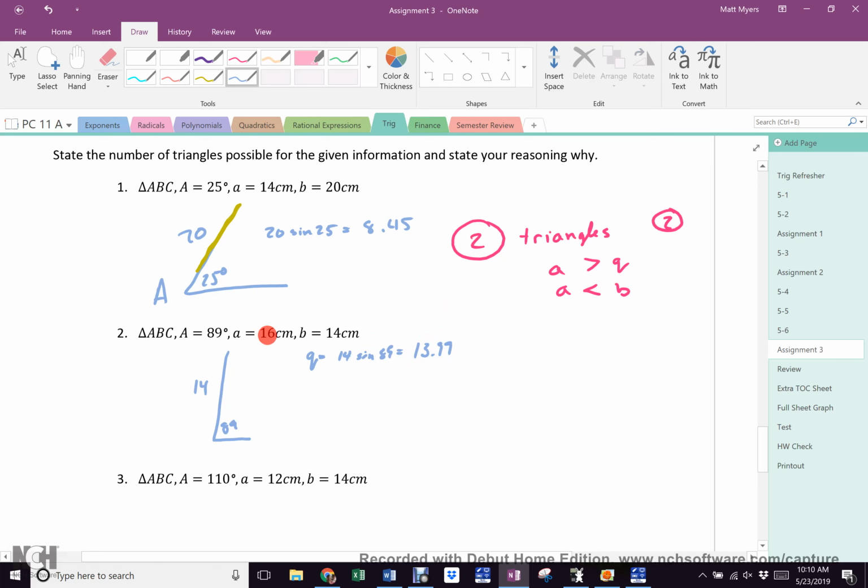A is bigger than that, and it's bigger than this. So can A ever go to the left? No, because it will always stretch further than 14. So it has to go out here. One triangle, because A is greater than Q and A is greater than B. Does everyone understand why?